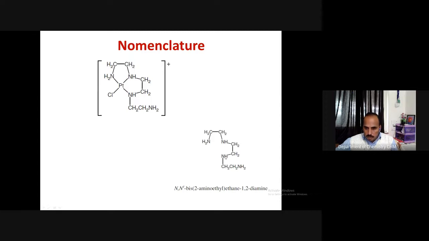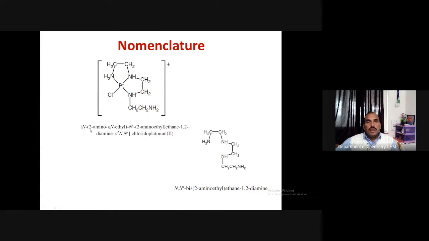N prime, right? It's on the ethane. Ethane is here, right? And both of them are bearing 2 amino ethyl groups. So it's a simple N prime, this 2 amino ethyl ethane 1,2 diamine, a symmetric ligand. If you notice here carefully, it is not binding in a symmetric fashion. This 2 amino ethyl group is coordinating while this 2 amino ethyl group is not coordinating. Writing a simple name for this, right, will be very difficult. So kappa convention is required.